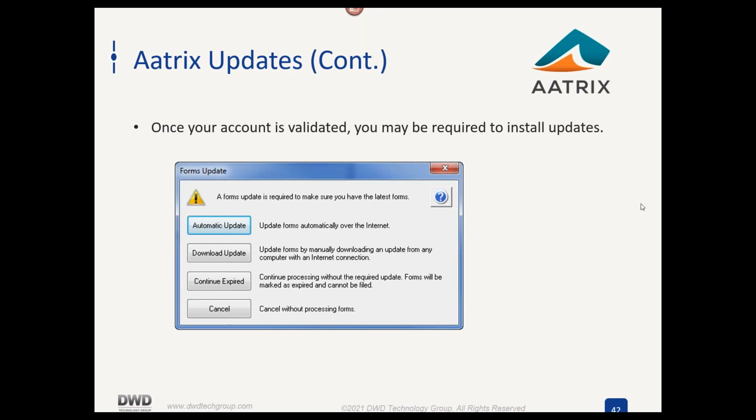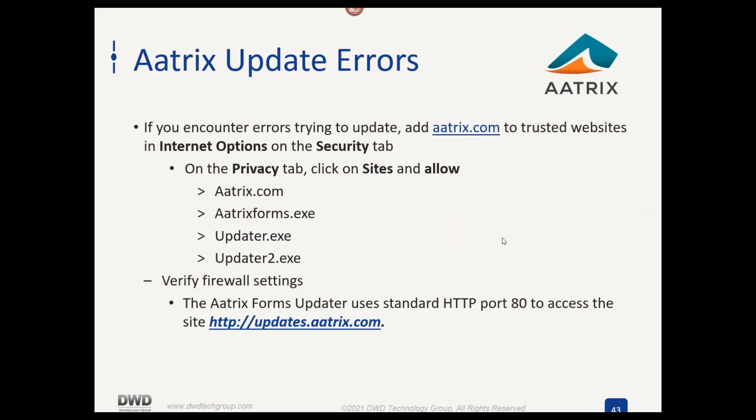Secondly, once you pass the entitlement test, then you likely will get prompted with the update screen, and you can run the automatic update. You can download it and install it later. You could continue on the expired forms or cancel. I do not recommend any of the latter three options. I would say just go ahead and update it.